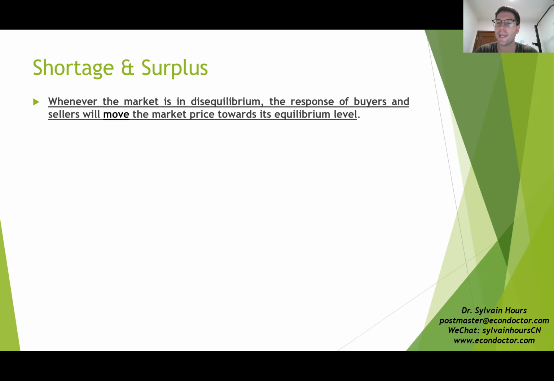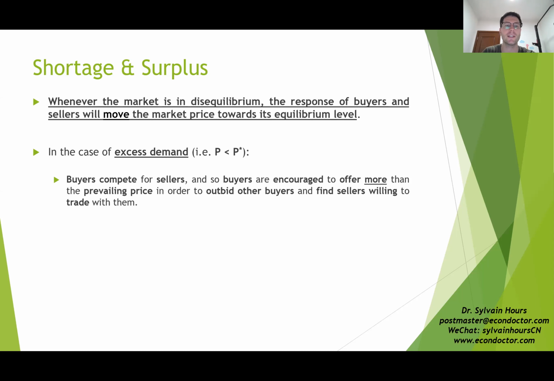The idea is that whenever the market is in disequilibrium, buyers and sellers will be encouraged to have a certain behavior, and it is that behavior that is going to take the price up when there is a shortage, and to take the price down when there is a surplus. So let's focus on a shortage. If we have a shortage, this means that the price is too low. So why is it going to go back up to restore the market equilibrium?